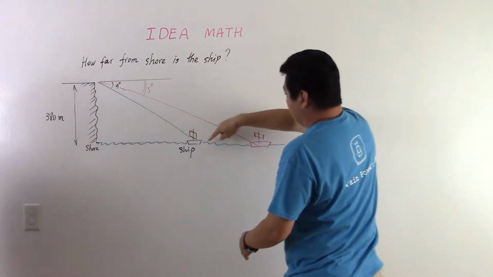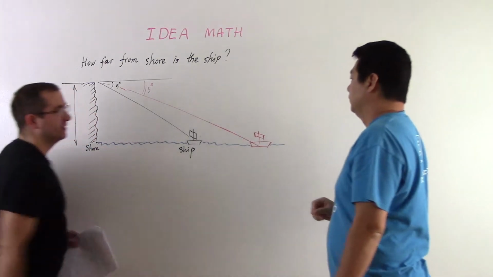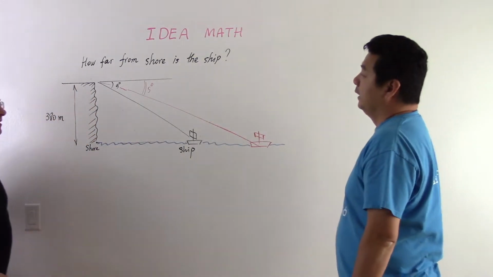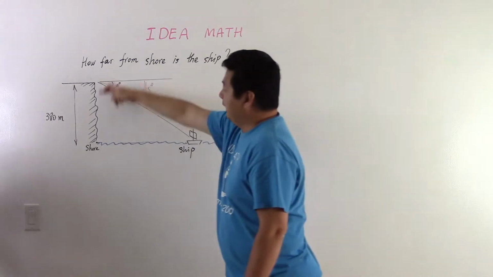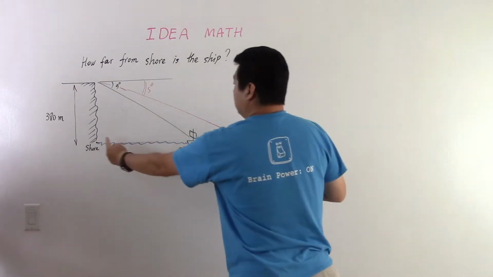And then the boat moves further away, this angle becomes what? Oh, no, it's a second boat. Ah, second boat. Okay, sorry. So we know the height of the cliff is 380 meters, and we want to compute these two lengths, right?